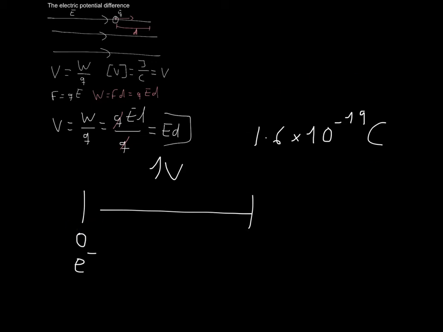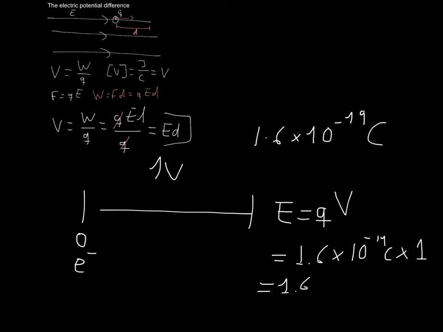Okay, so I have this electron here, and it goes through a potential difference of 1 volt. How much energy does it gain? Well, the energy that it gains is, as always, the work done by the field, which is going to be the charge of the electron times the potential difference. So in this case, it's 1.6 times 10 to the minus 19 coulombs times 1 volt. So this will be equal to 1.6 times 10 to the minus 19 joules.